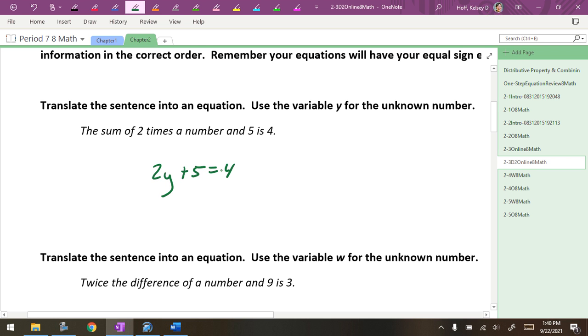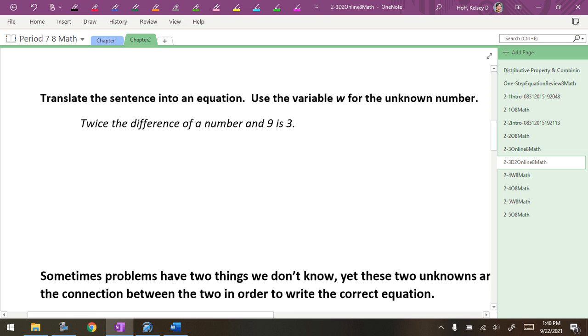Agree. Nicely done. Sum means you're going to add. And when your sentence starts with sum, look for the word and. That tells you where that plus sign's going to go. 2 times a number gives you your 2y. And then don't forget the word is means equals. Awesome job.